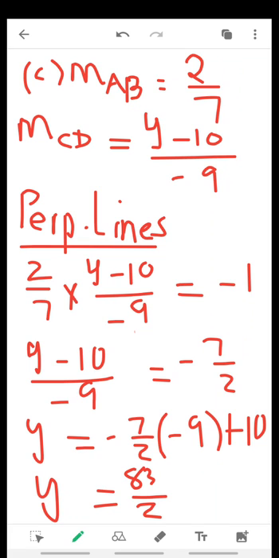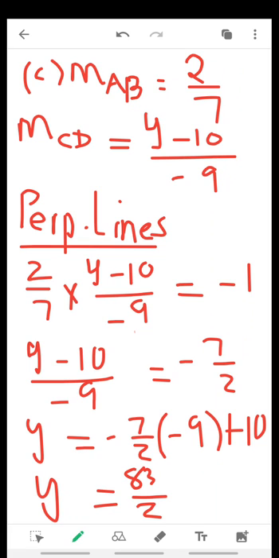Please do the calculation. 1 mark for the formula, 1 mark for substitution, 1 mark for the answer. If you don't do that, you just write the answer, 0 out of 3. Now the gradient of AB is 2 over 7. The gradient of CD is (y minus 10) over minus 9. Remember, we don't know what y is. That is why the gradient of CD is represented in terms of y.